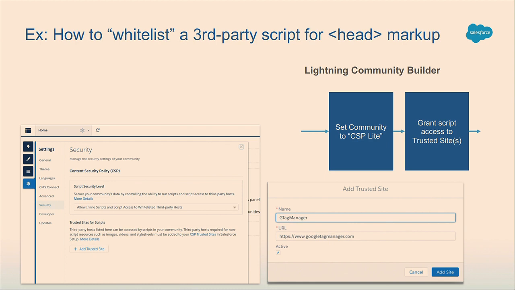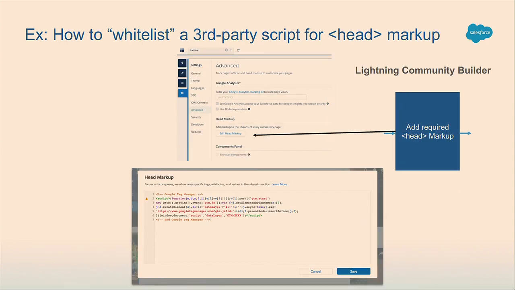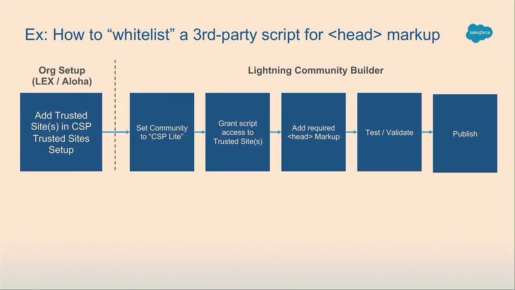After that, you go to the community you want to put it in and change its mode to the middle option, CSP Lite, and that lets you add a JavaScript resource. When you click add site, this comes up, and you can add the domain for JavaScript. After that, you add your head markup, which is in the advanced section of the builder if you haven't seen that before. Then you can put in the script that Google gives you. After that, you're essentially in test and validate mode. You can publish it. The security level setting is in the community builder, so it won't actually take effect on your live community until you hit publish.